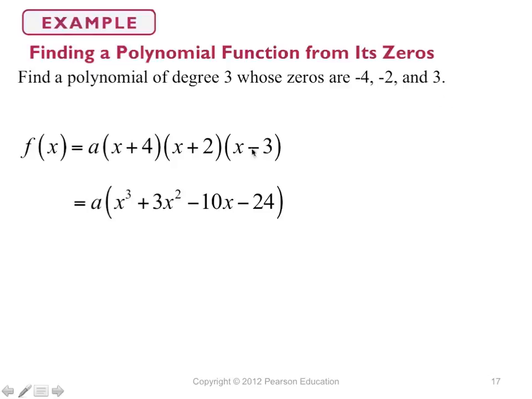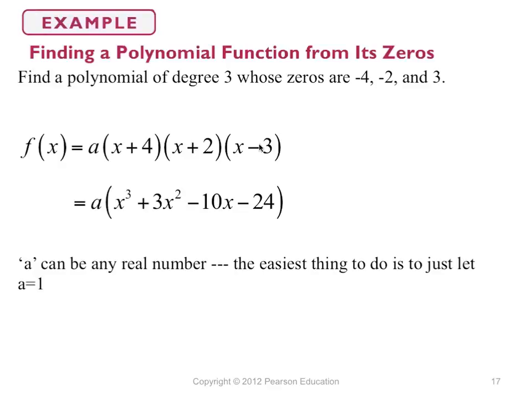Now, in my math lab, I think that they take the answer in the factored form, so I believe you can leave it like this, but I'm not 100% sure on that. What they've done here is multiply this out. They FOILed the first two, and then multiplied that by x minus 3, again using FOIL, and they ended up with x cubed plus 3x squared minus 10x minus 24. And you'll notice you have this a out front.